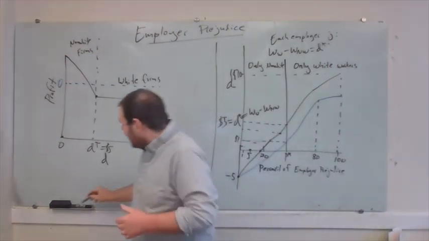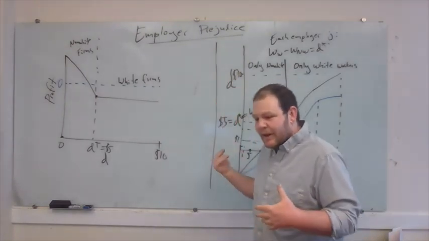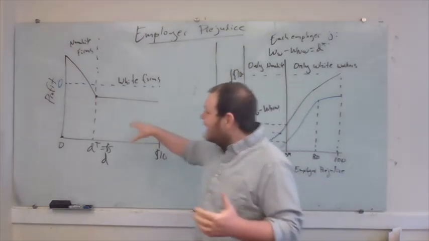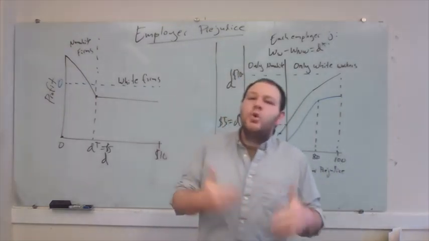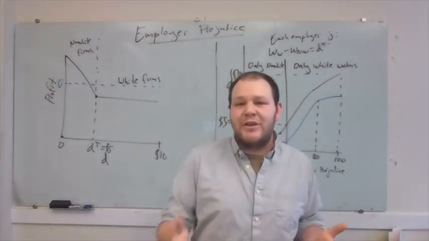In other words, as long as this disparity exists, and as long as there's people who benefit from the disparity, we should expect the market to become increasingly hostile towards the most prejudiced firms, increasingly favorable towards the least prejudiced firms.